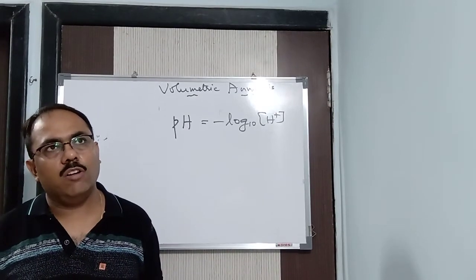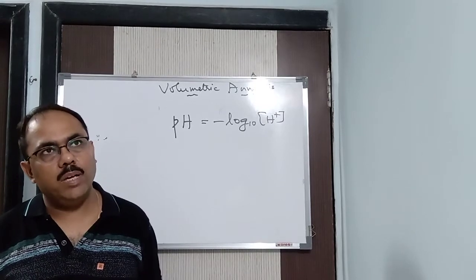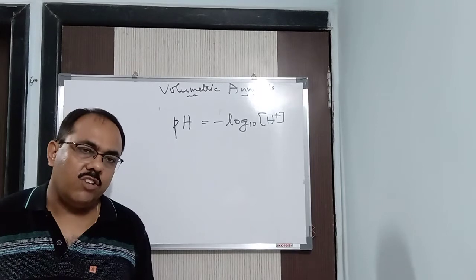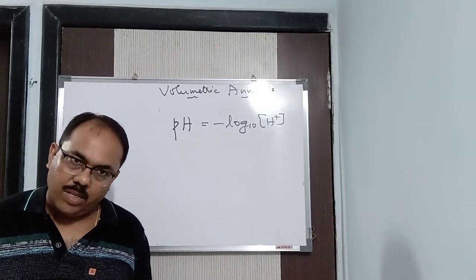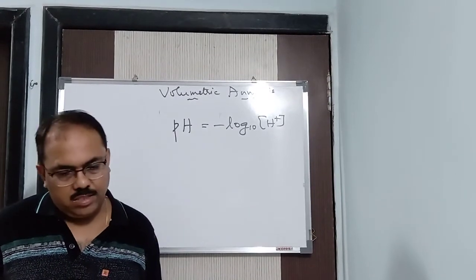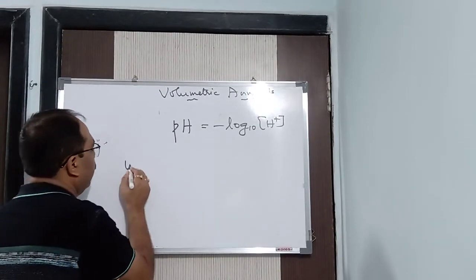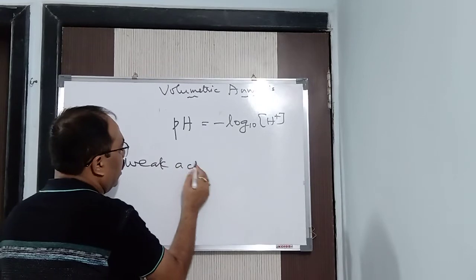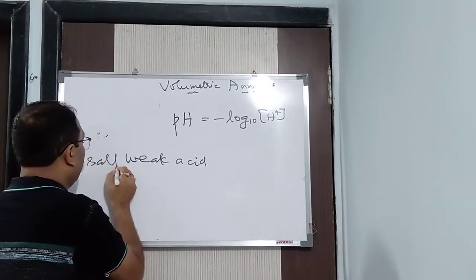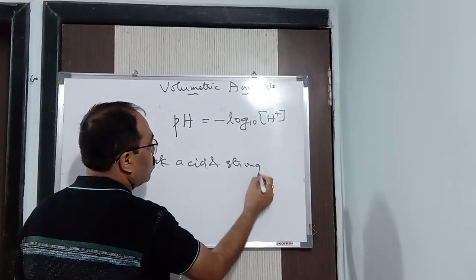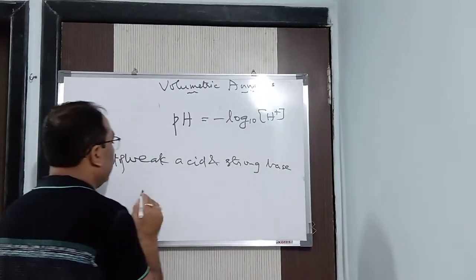Titration of a salt of weak acid and strong base with strong acid. Means you are taking a salt of weak acid and strong base with strong acid. Now what I said, a salt of weak acid and strong base. Understood? Salt of weak acid and strong base. So which salt can it be? Weak acid and strong base it can be.